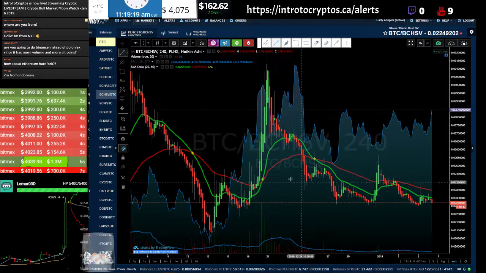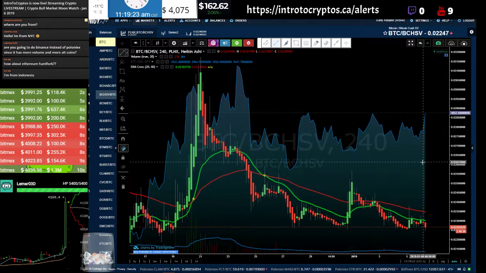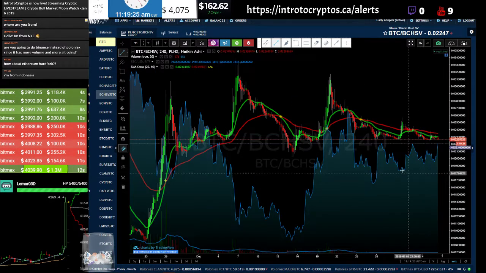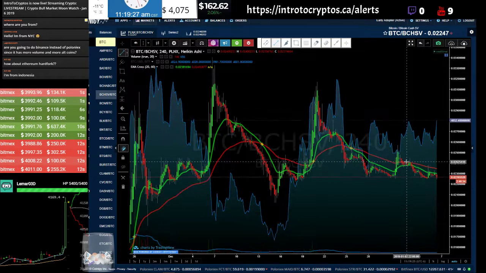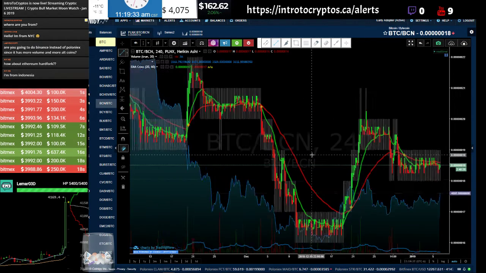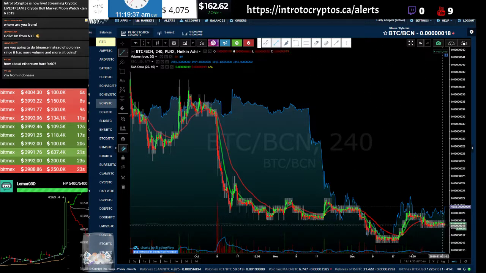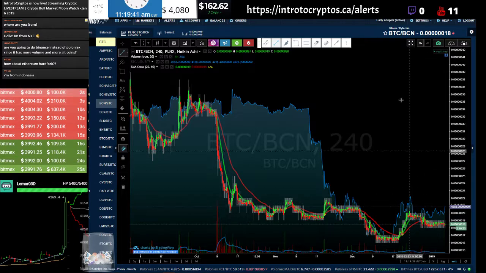And BCHSV is also taking a dip down as Bitcoin is spiking up. And I thought this would be following much more closely. What else do we have going on here? BCN is only traded on Poloniex, and it's a potential 1, 2, 3 bottom formation, so a break above 21 would be a buy signal.